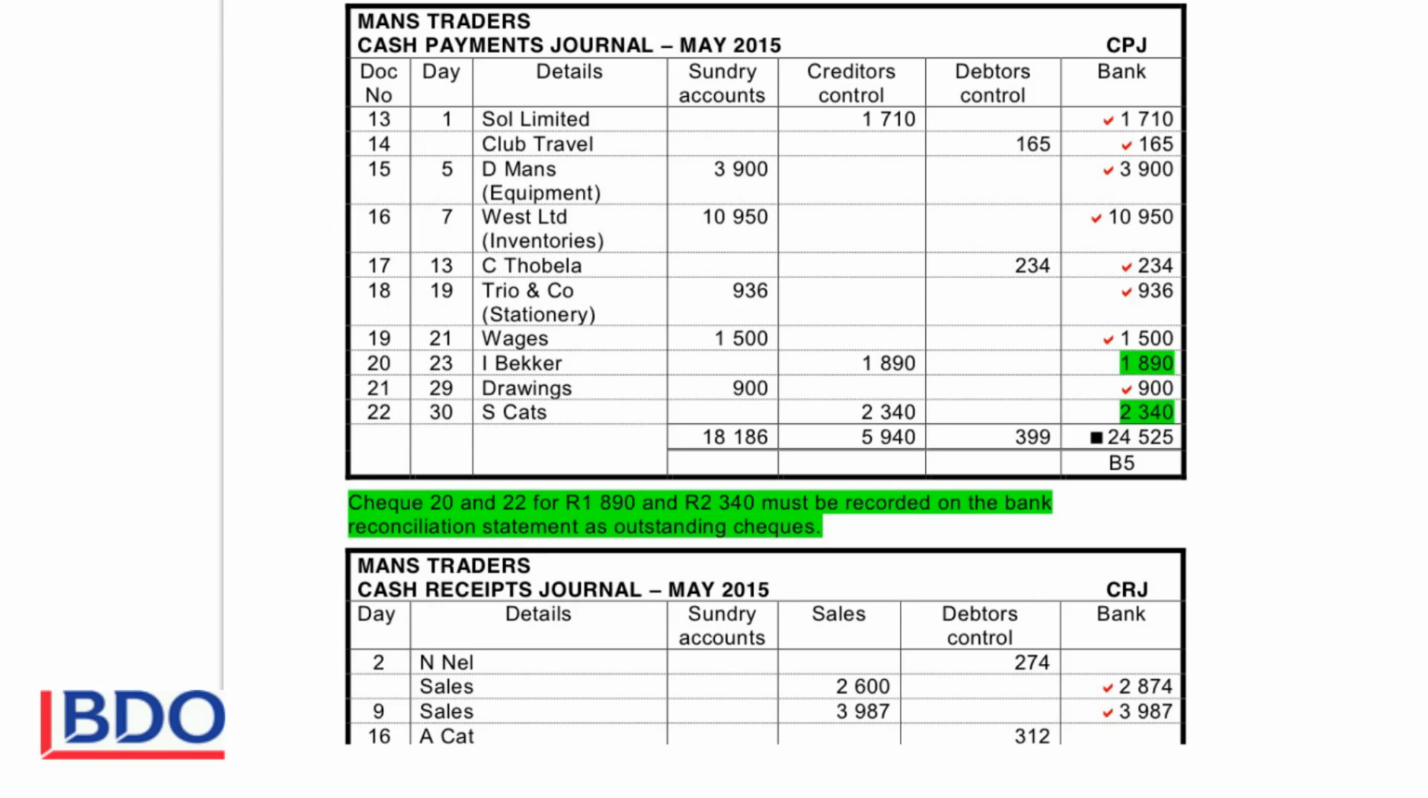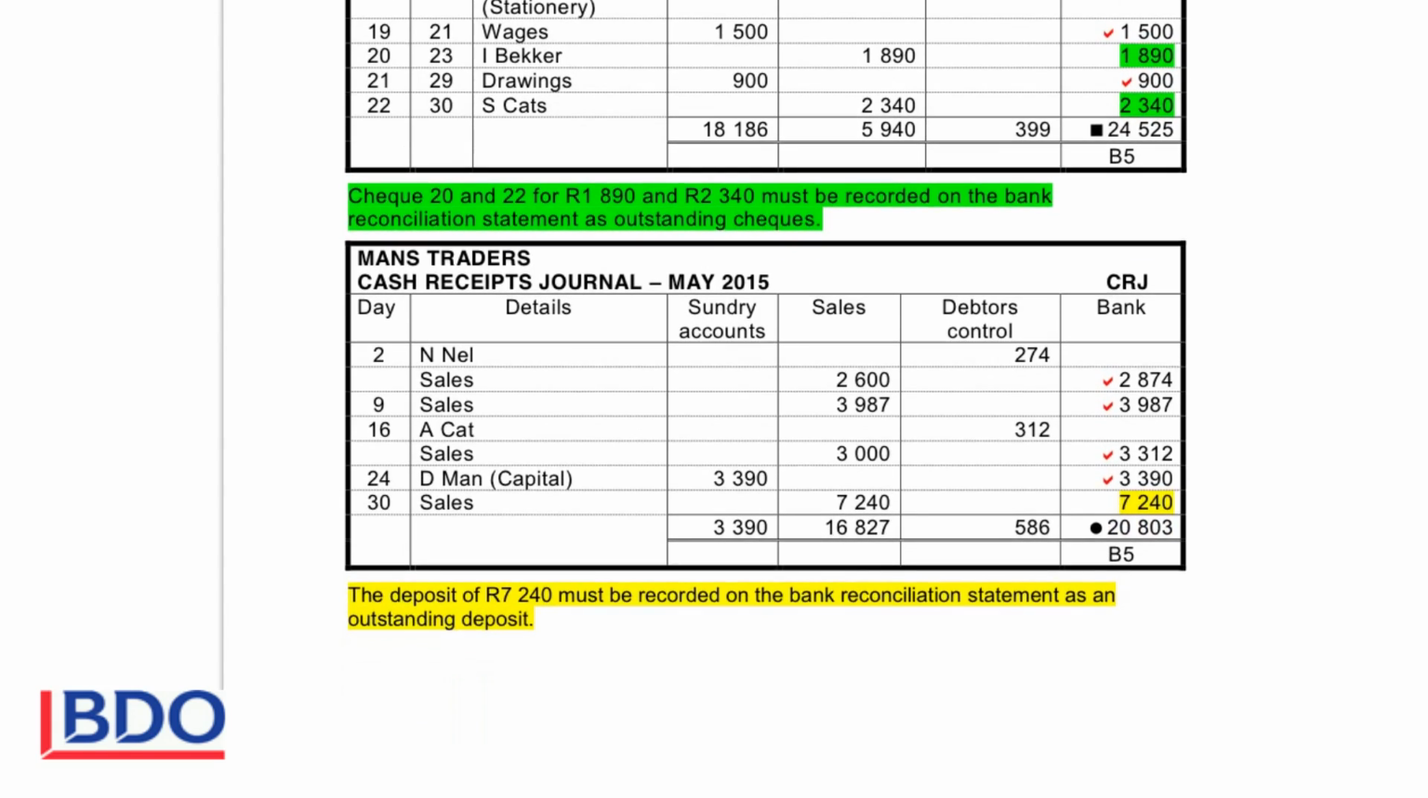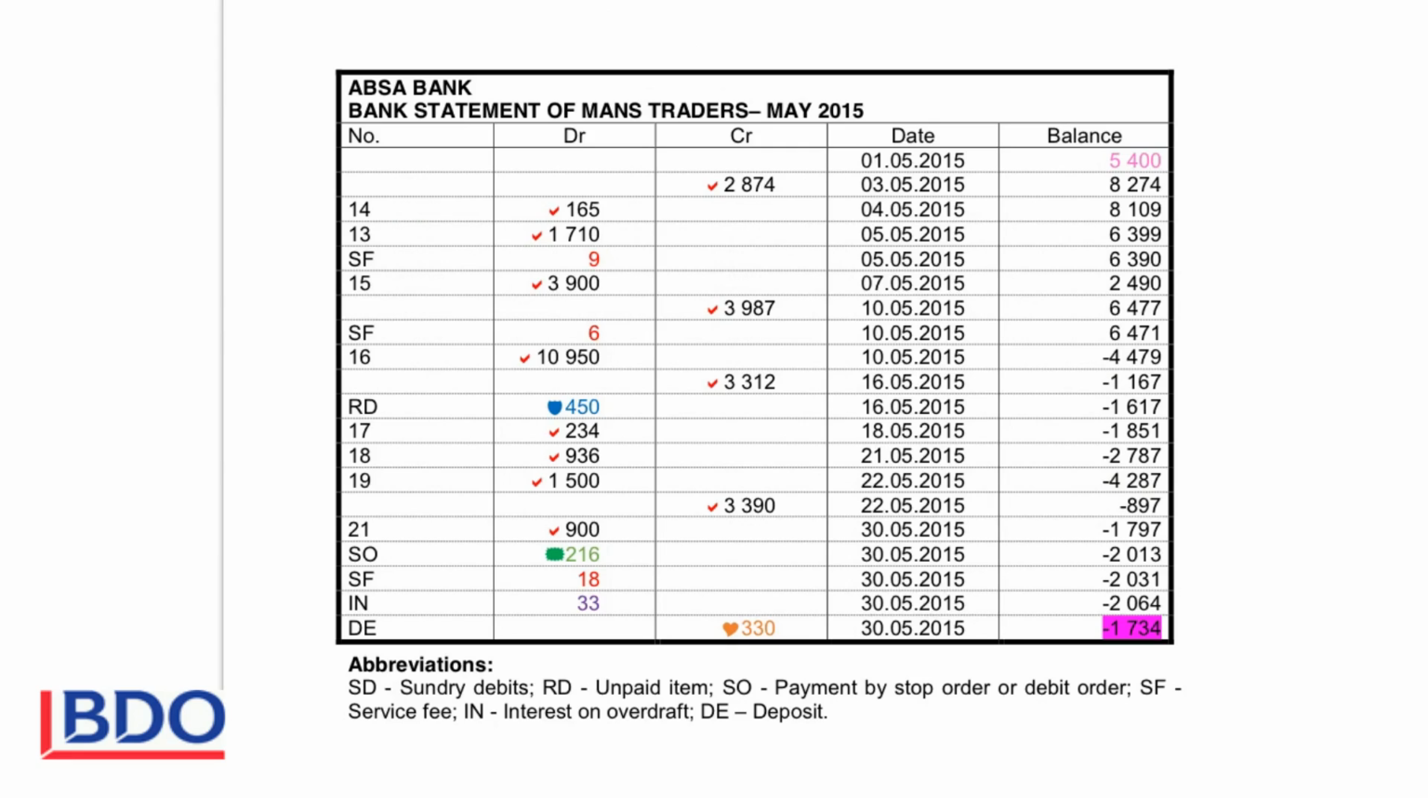We will also check the figures in the cash receipts journal. All the ones that have a tick next to the figures in the cash receipts journal mean that these figures that we recorded in the bank column also appear in the bank statement. So remember, you only tick figures in the bank column in the cash receipts and cash payments journal and not in the other columns. The figures that show what happened in your bank account will be ticked with the bank statement.